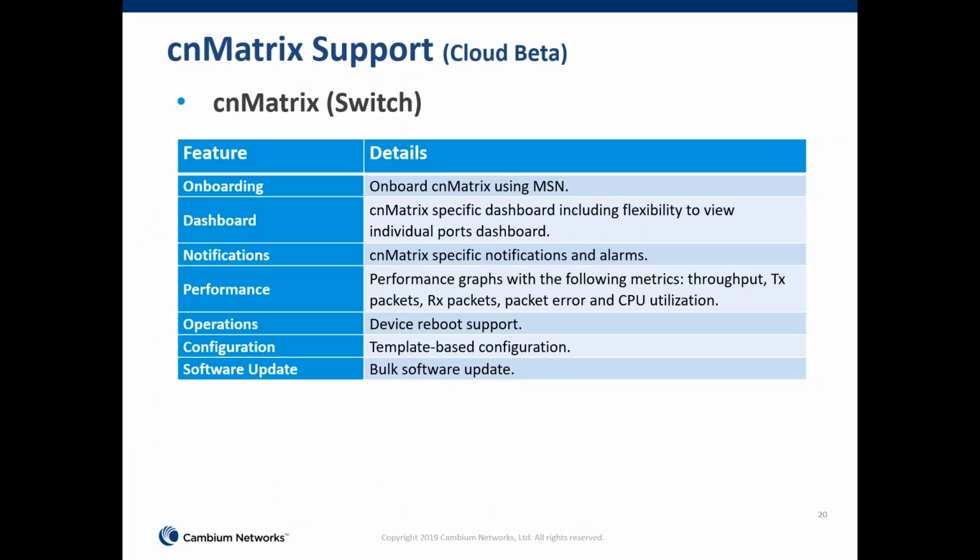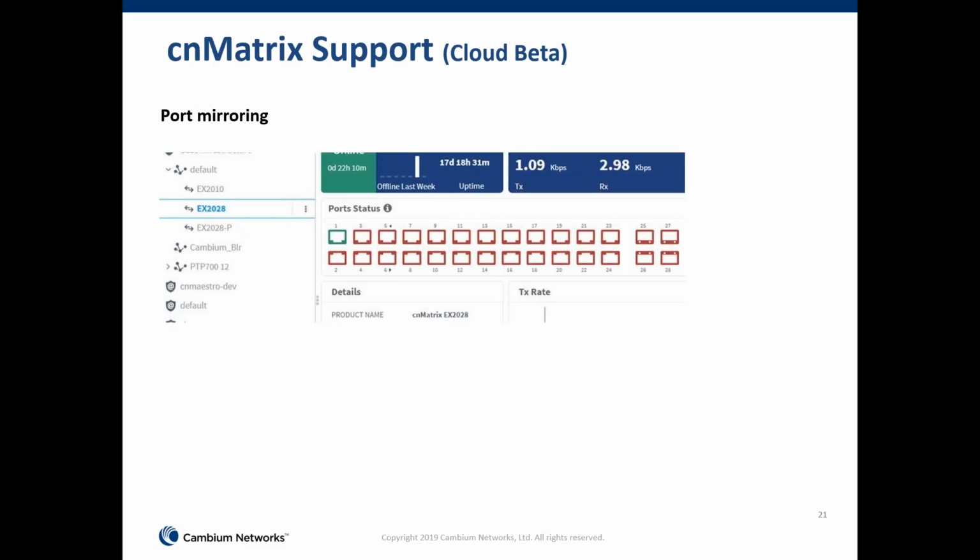And the cnMatrix switches are only available in the cloud. The cloud release is 2.1.1, and there's one upcoming webinar on March 7 from John, who is the Senior Engineering Director for the cnMatrix, and probably he will go into more detail on the cnMatrix. But I have a few screenshots to show you how we are showing this in the cnMaestro Cloud UI. This is a 24 port switch, and this is the port mirroring. You can see that 5 and 6 are configured for port mirroring.